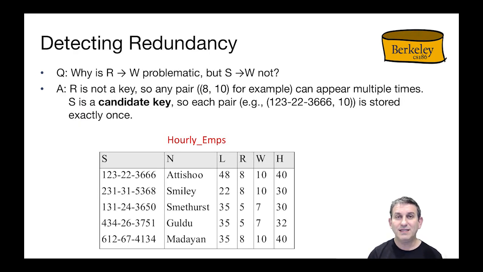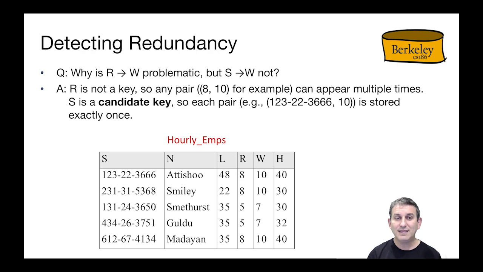And so how are we going to detect the redundancy that causes these anomalies? Well, let's think about this. Why is R determines W a problem, but S determines W not a problem? Because after all, S determines everything, which also includes W, right? Well, in this hourly emps table, note that R is not a key. So any pair, say 8, 10, for example, could appear multiple times. Any RW pair can appear multiple times.